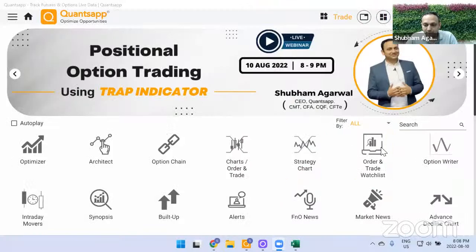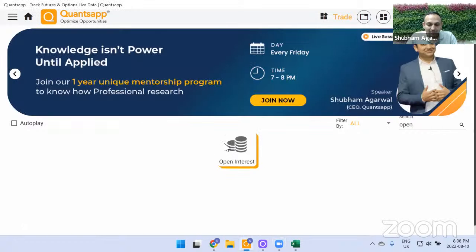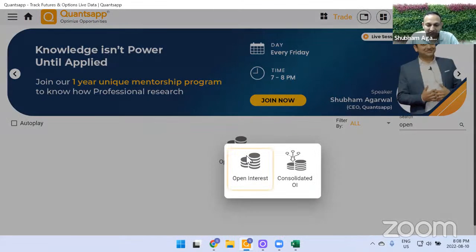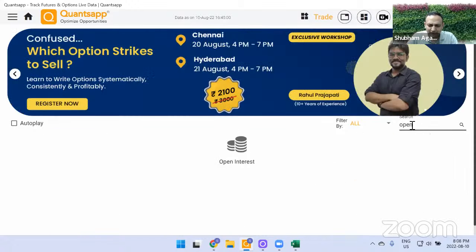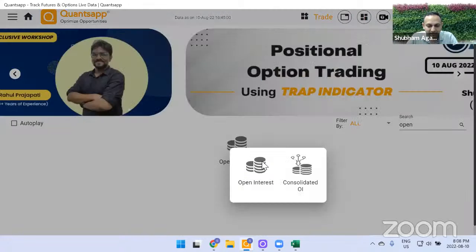So let me share my screen, and I'll start with a very basic concept of open interest first of all. I'm sure that if you're using Quantsapp, then everybody must have used this tool, which is open interest, and otherwise elsewhere also you might have seen a lot of open interest charts.